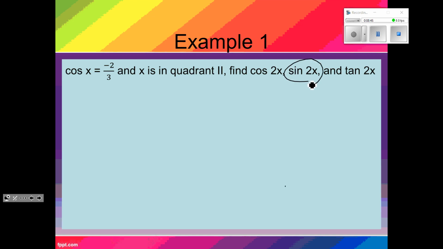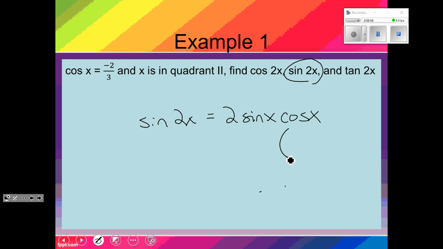Okay? What's our formula? Let's look and see what we're going to need. The sine of 2x is equal to, there's only one formula, so 2 sine of x times cosine of x. Well, let's look at it. I know the cosine is what? Negative 2/3. Do I know the sine? So there's a big question mark right there. So before I can plug into the formula, I'm going to have to go off and figure out the sine. And you can do that using your Pythagorean theorem.